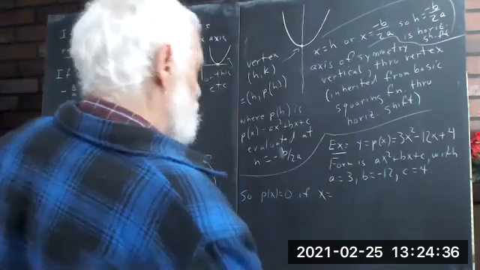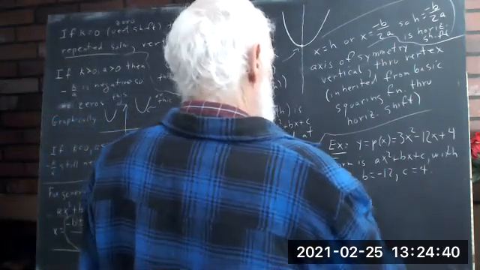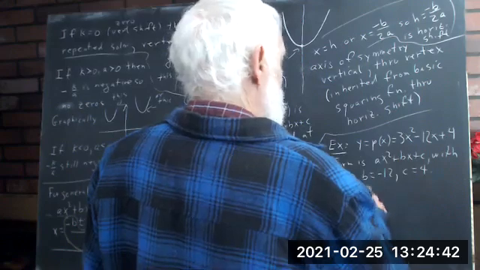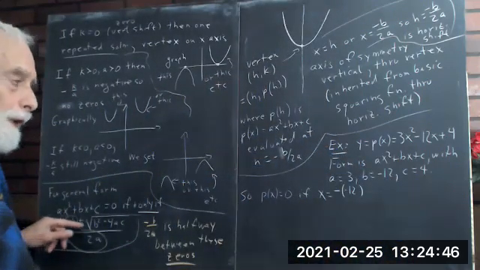And we get x equals negative b, which is negative of negative 12. B is negative 12. Negative b is negative of negative 12.